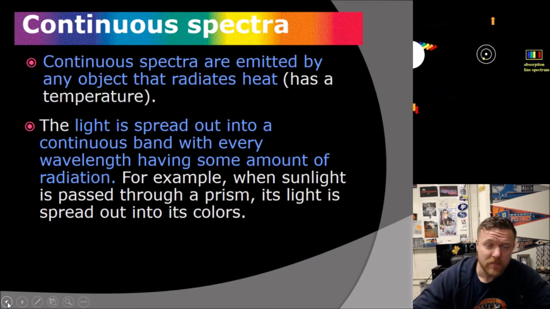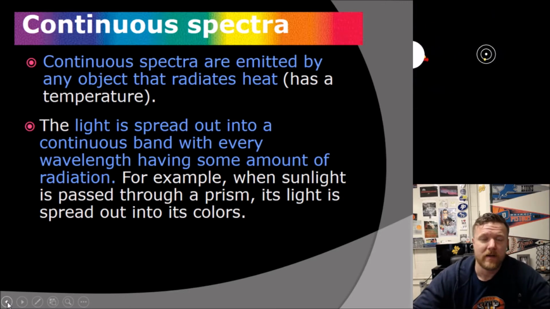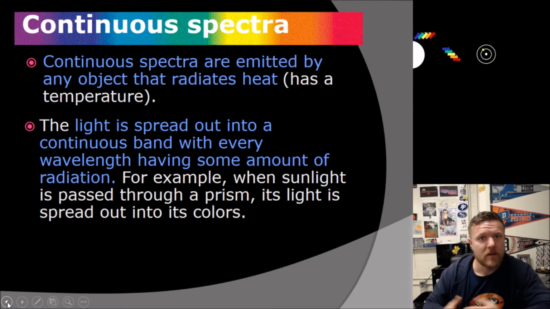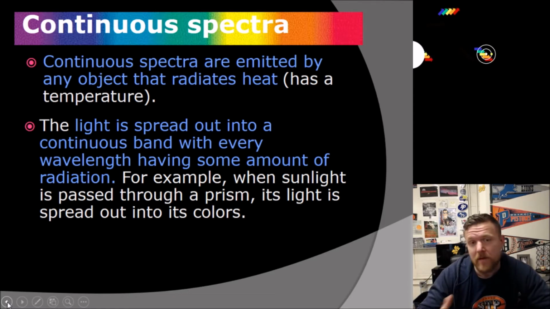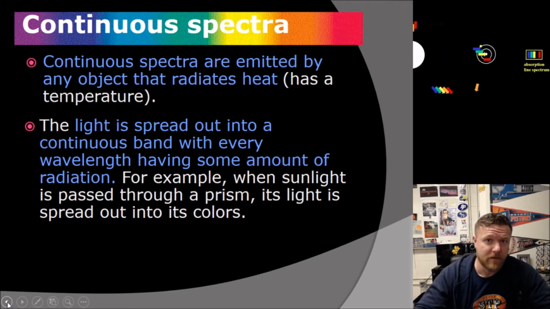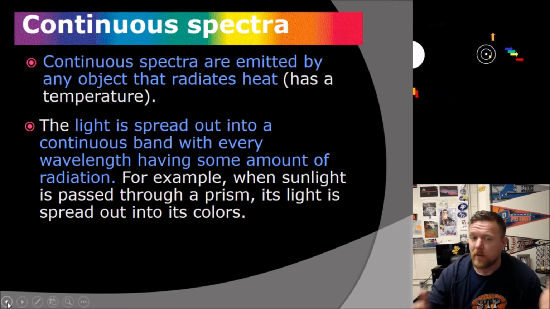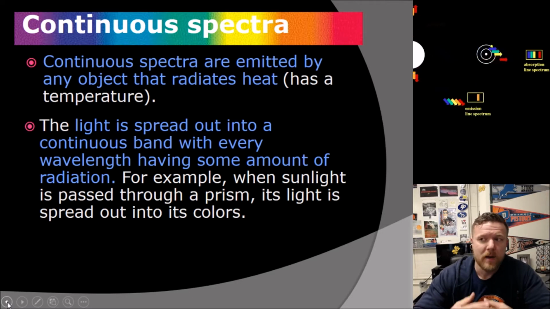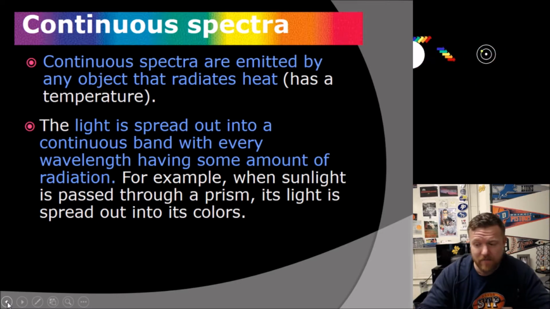A continuous spectrum is released by everything in the universe because it's released by anything that radiates out heat. The light that is being radiated out is spread out in a continuous spectrum where at least some of every single wavelength is being emitted. And because some of every wavelength is being emitted, at least in the visible part of the spectrum, it looks like a rainbow. That doesn't mean that it's the same in every part of the spectrum. Obviously, there's going to be more light released at certain parts of the spectrum, which is why stars can look different colors, but at least some amount of light is released at every single wavelength.